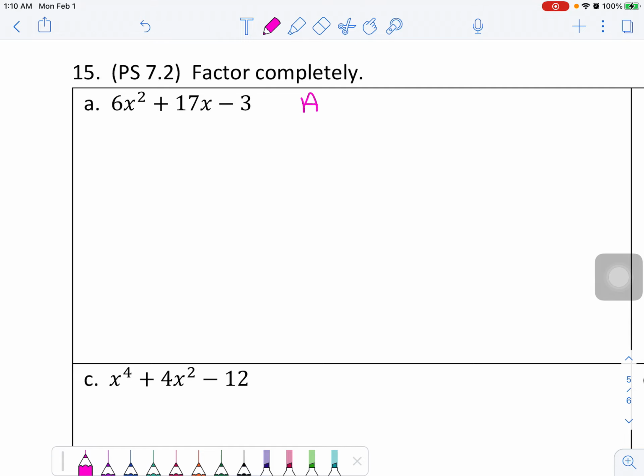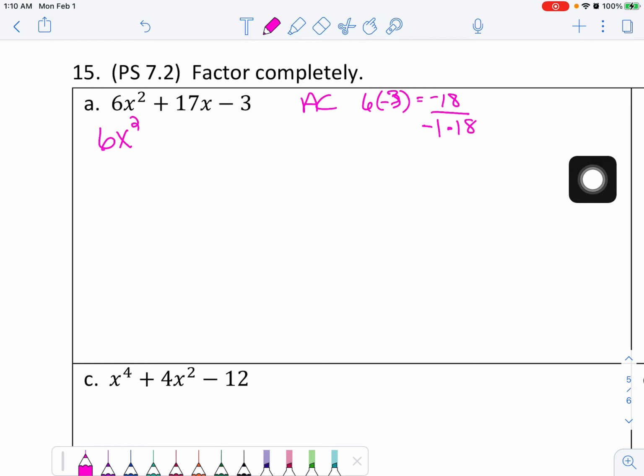So AC, you're going to take your A value times your C value, which in this case is 6 times -3, which is -18. So what I want to figure out is what multiplies to -18 and can add up to 17. Now, the only thing that's going to work here is -1 times 18. That's it. So I'm going to split the middle term using these two numbers I just found. So -1x plus 18x minus 3.